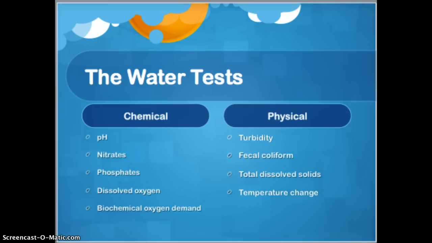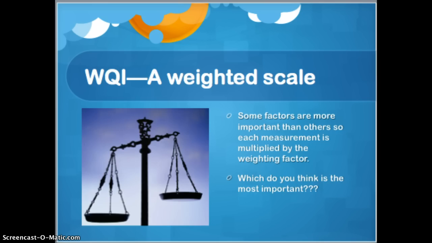The biological oxygen demand kind of crosses between the two in terms of biological and chemical. We measure the dissolved oxygen that remains after the biological matter in the water has had an opportunity to react with that water. The WQI is a weighted scale. It has some factors weighted higher than others because some are more important than others when it comes to the overall stream quality or surface water quality.